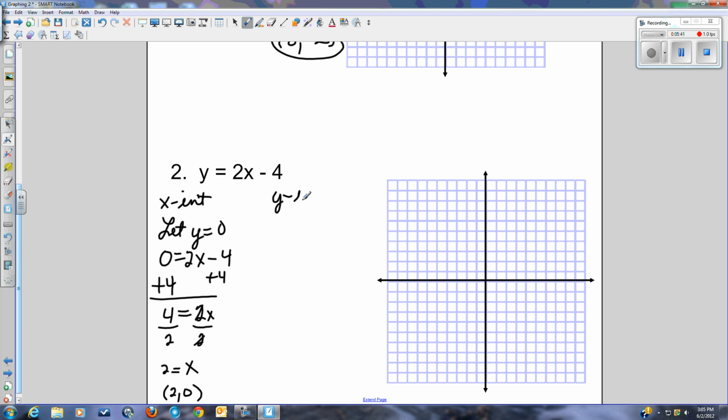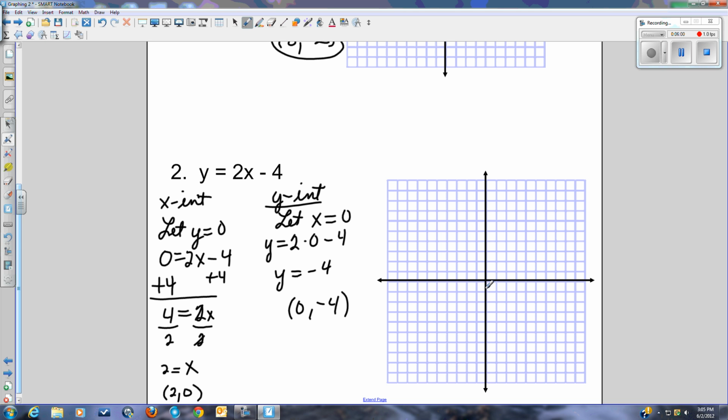To find your y-intercept, you let x equals 0. So I have y equals 2 times 0 minus 4. So I get y equals negative 4. So my y-intercept is (0, -4).